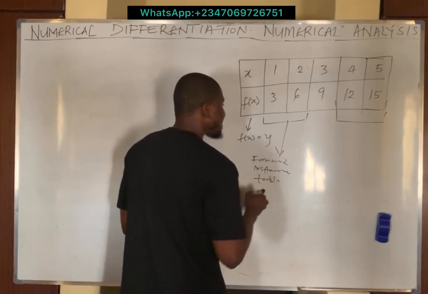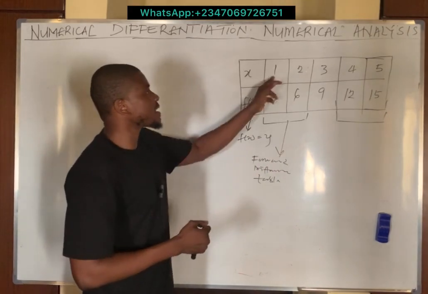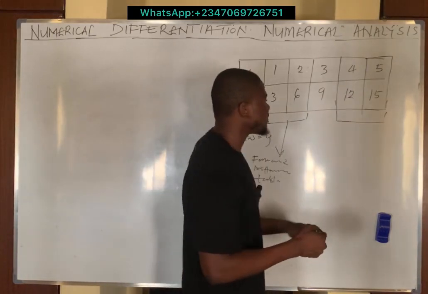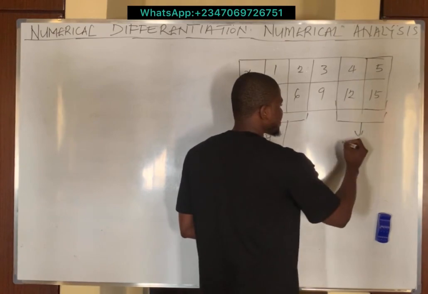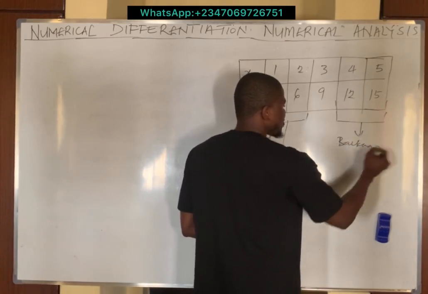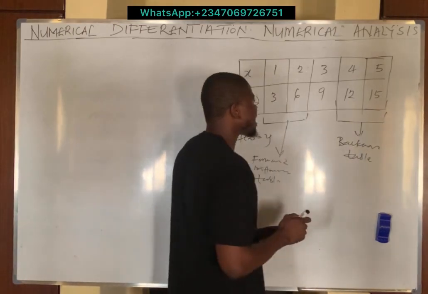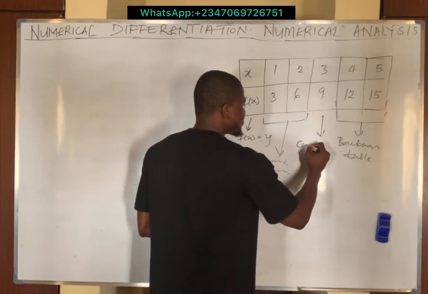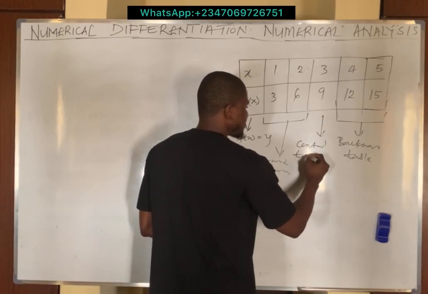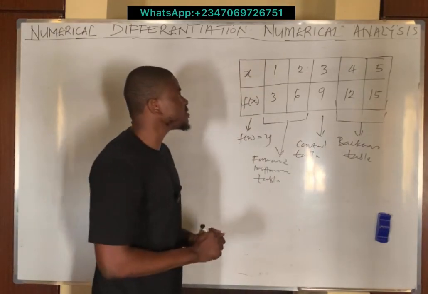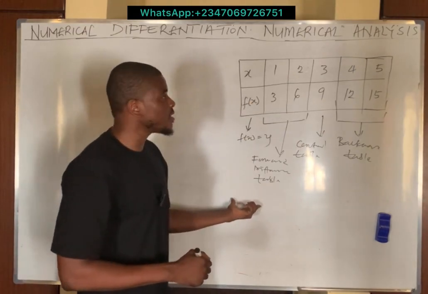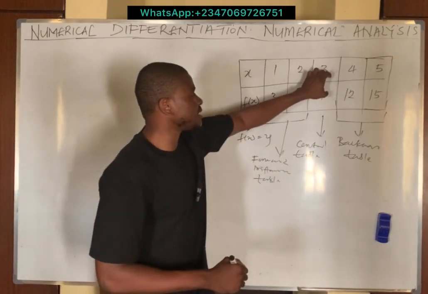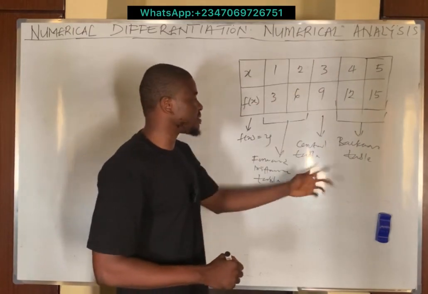Any value that lies at the forward between 1 and 2 is said to be at the forward of the table, whereas any value that lies between 4 and 5 is said to be at the back of the table. So this is the backward table. And any value that lies at the middle is said to be the central table. So the middle here is said to be the central table. So mind you, values between 1 and 2 are at the forward of the table, values between 4 and 5 are at the backward of the table, whereas values at or around 3 are simply at the center of the table.